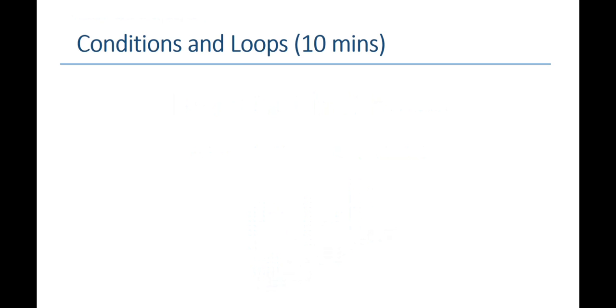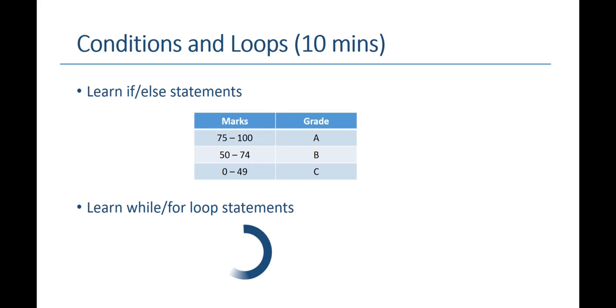Sometimes you may want to execute your code based on some conditions. For example, if you want to print the grade for a student using this table, then you would need conditional statements. And if you want to print the grade for multiple students, you would need loop statements. Let's start with conditional statements first.